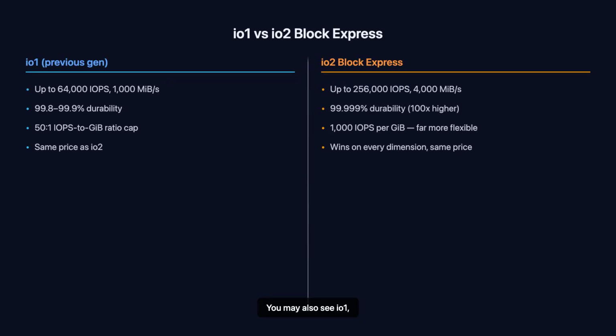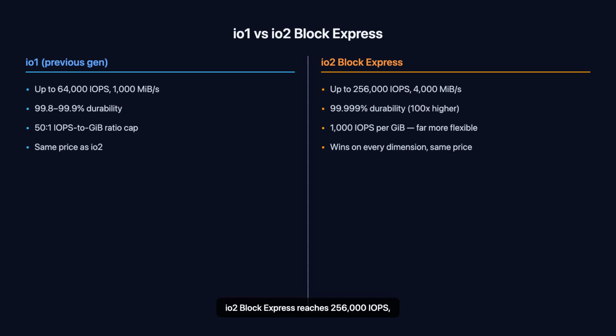You may also see IO1, the previous generation of provisioned IOPS. Here's the comparison. IO1 tops out at 64,000 IOPS and has a durability of around 99.8 to 99.9%, and it caps you at a 50-to-1 ratio of IOPS per gigabyte.